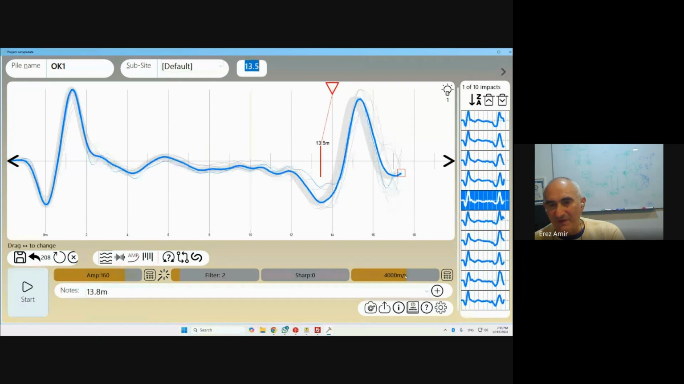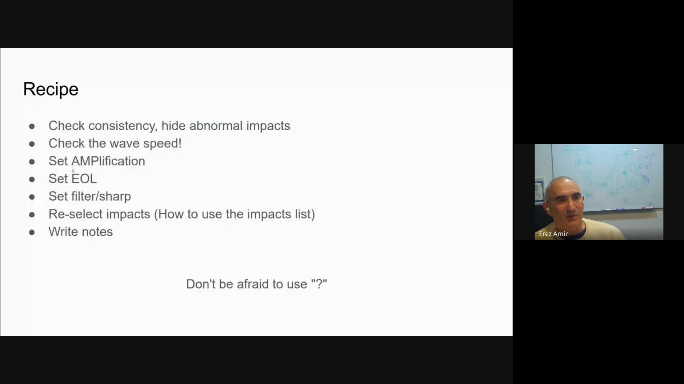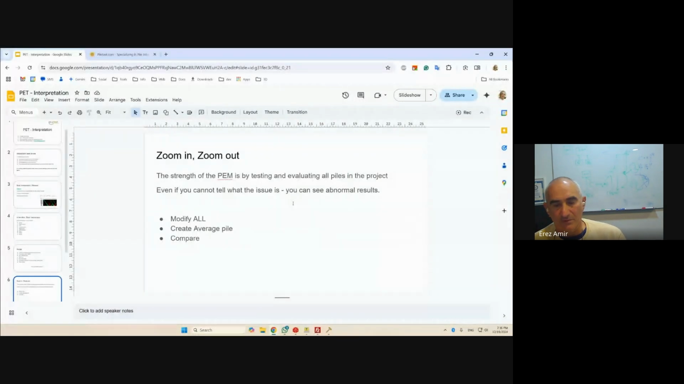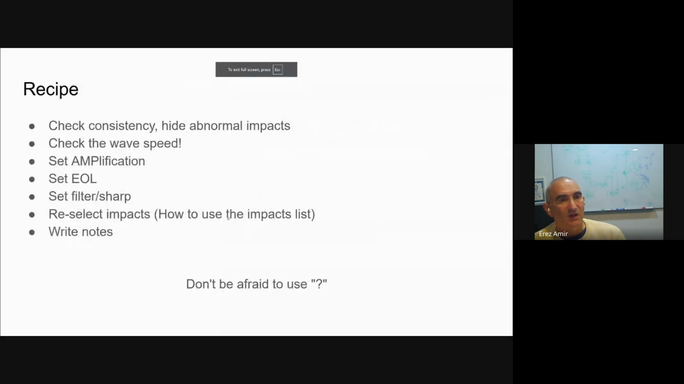Now, the wave speed is something that we usually put in on site already when we start testing, but we need to look at it and make sure that we got it correctly. So let's say 4,000 makes sense in this case. And we go back to our recipe. So we got the consistency, the wave speed, amplification, and end of line is very important.